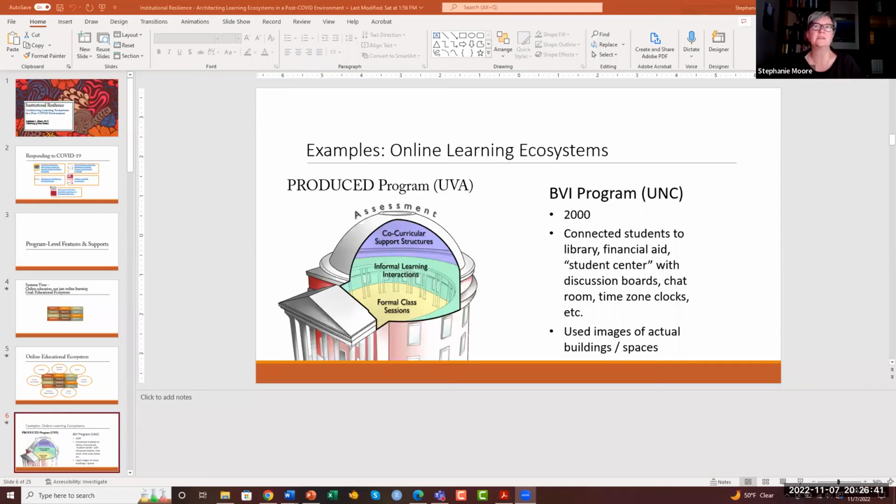One of the first programs where I designed all this was back at UNC Colorado, where we were designing the blindness and visual impairment program at UNC. And what we did to intentionally facilitate that, now this design is going to sound dated, granted, but you can adapt all of this. We created a web page for the program that emulated all of the different buildings on campus. And that connected students to those services or to individuals there. We also created a student center that had discussion boards and a chat room and time zone clocks, because we had students across different time zones.